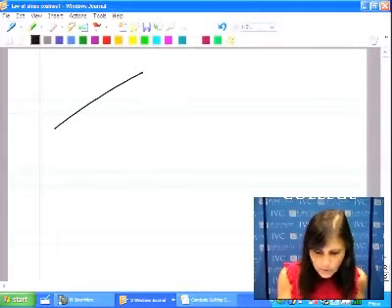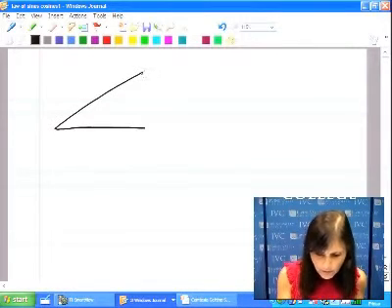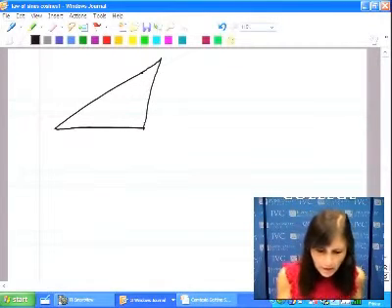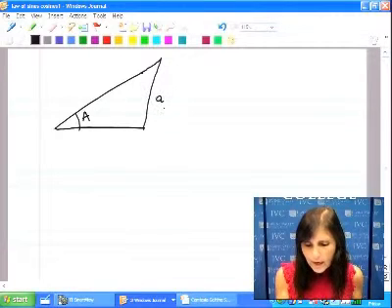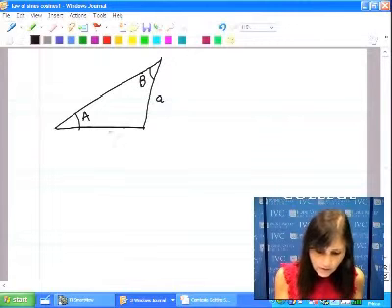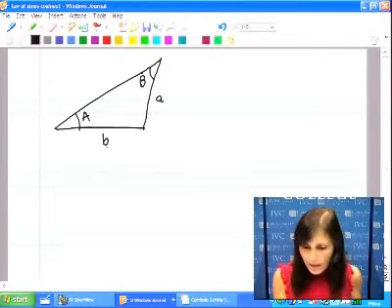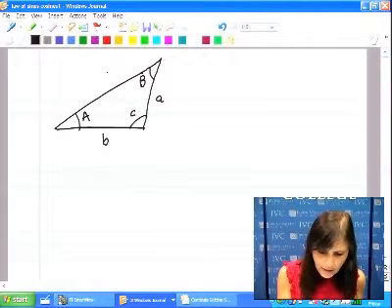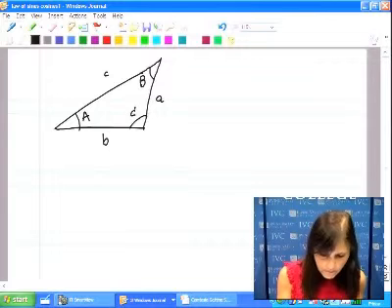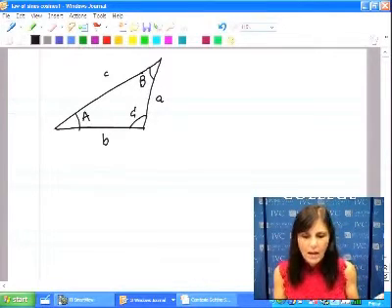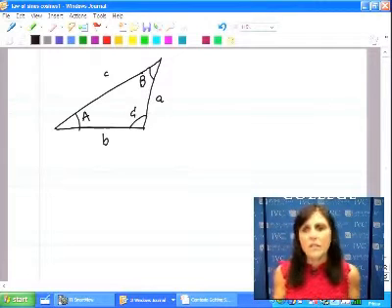Let's have a random triangle, and I will label it like this: capital A, opposite to side A; capital B, opposite to side B; and capital C, opposite to side C, little c. So the capital letters are the angles and the little letters are the lengths of the sides.